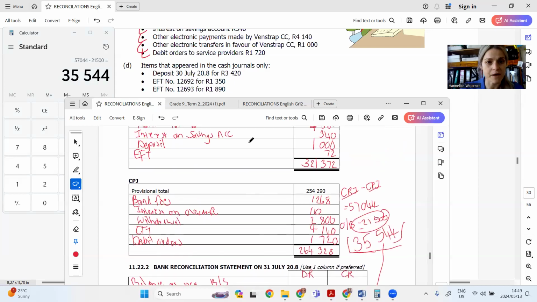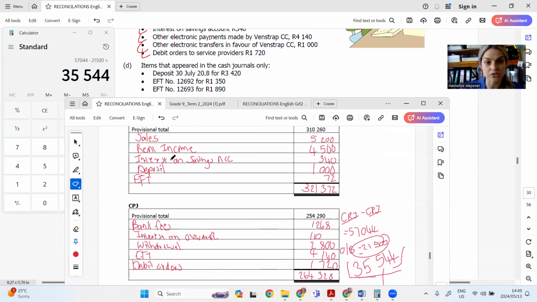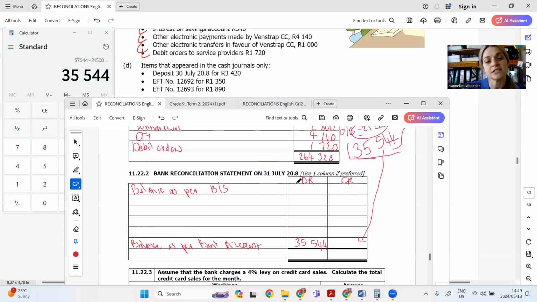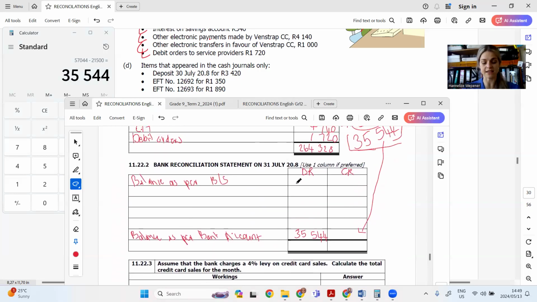So I have my CRJ, CPJ totals. Those provisional totals include these transactions here, only in the cash journals, but they don't yet reflect on my bank statement. That is why I now have to include them in my bank reconciliation statement, to show what the effect of those transactions will be once they actually do reflect on my bank statement. So it says that we have an outstanding deposit.